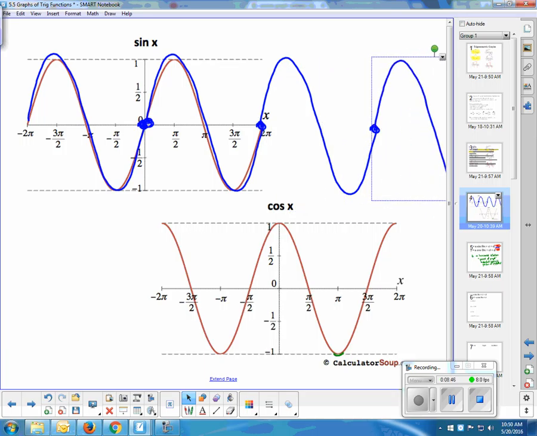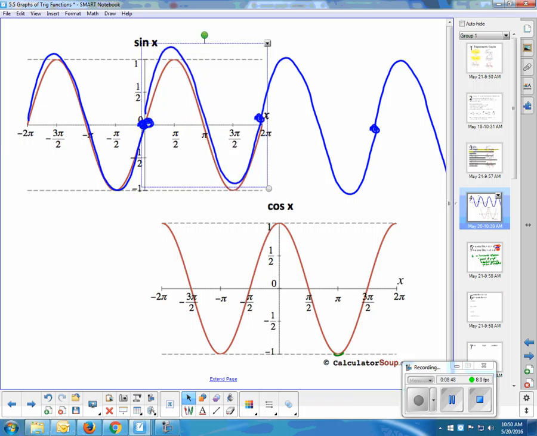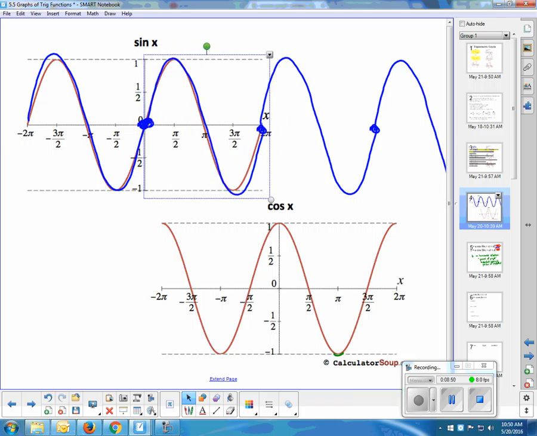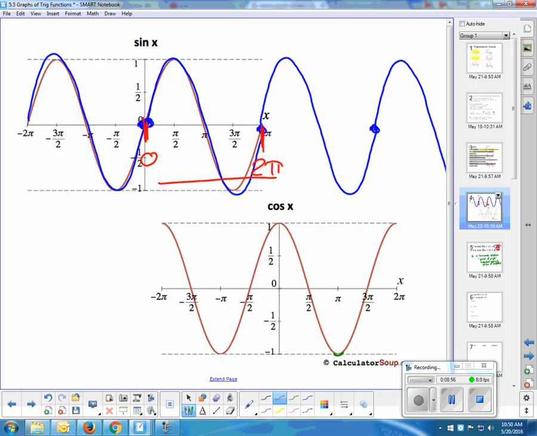So the question is, this portion that I started with right here, how long is that portion? Well, this portion started at 0 radians and extends until 2 pi radians. So it has a length of 2 pi radians. So the period of the sine function is 2 pi radians.